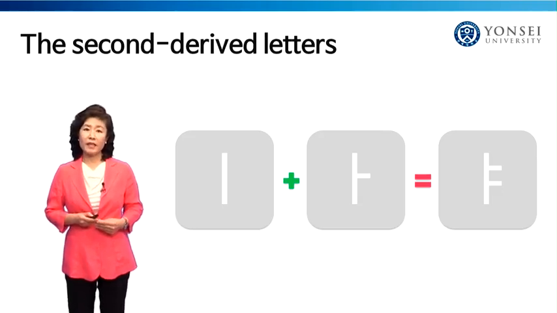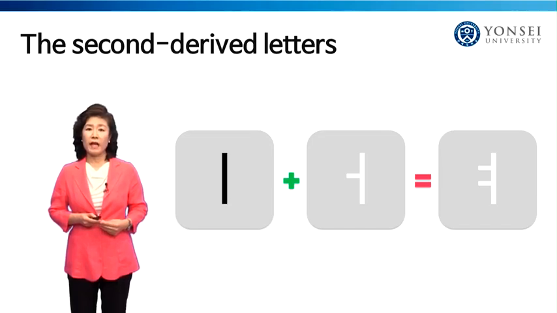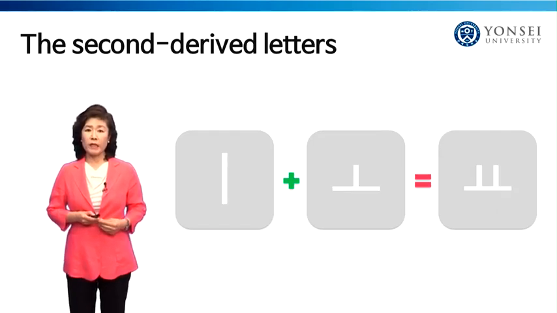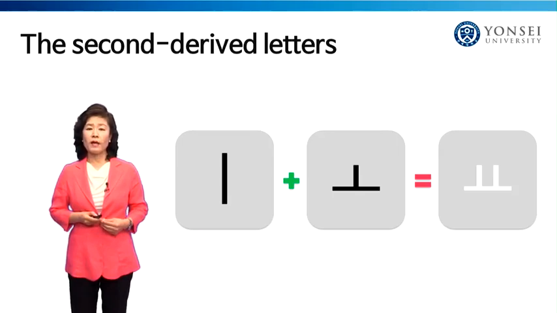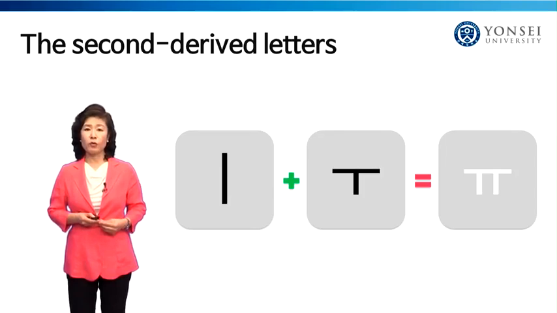Next, we have the second derived letters, which are diphthongs in English. Ya combines the E sound and the R sound. Ya. Yo combines E and O. Yo. Yo combines E and O. Yo. You combines E and U. You.